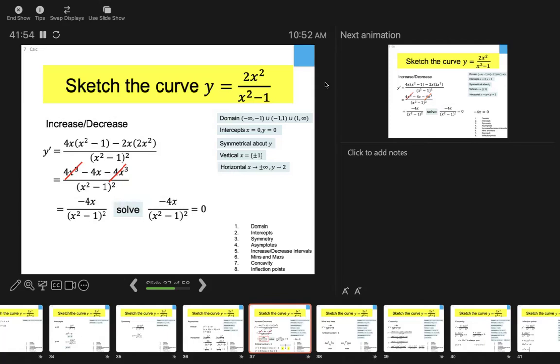Stop panicking and just look at it. This is 0. It's just 0 because we multiply both sides by the denominator. We get that, and that's 0. So this is our critical number. What do we do with that number? Put it on a number line and then pick.